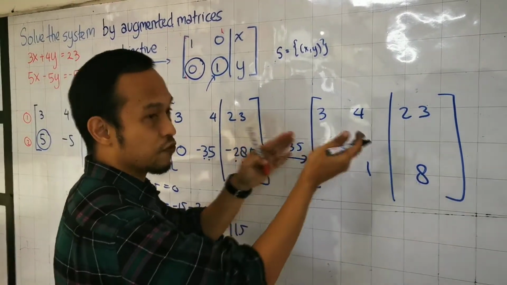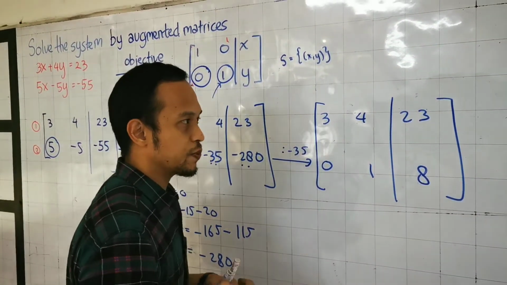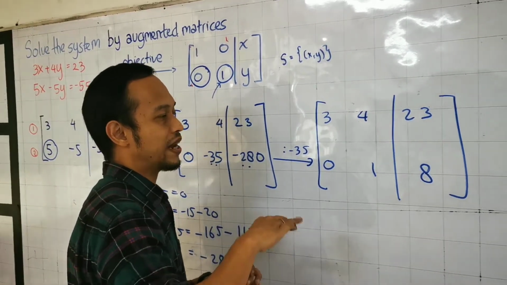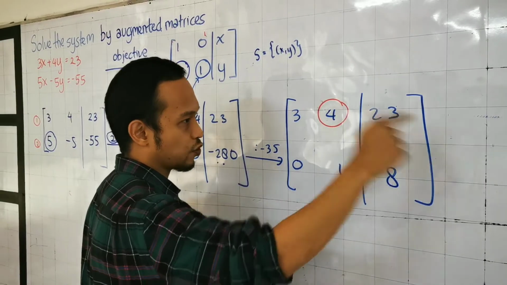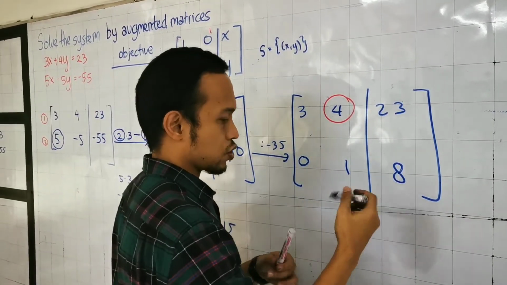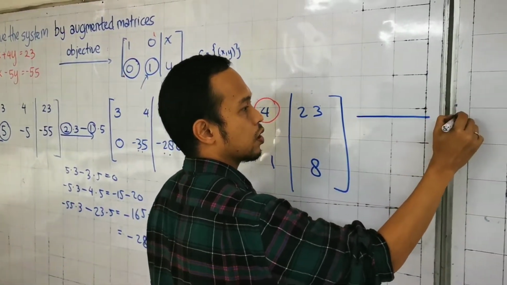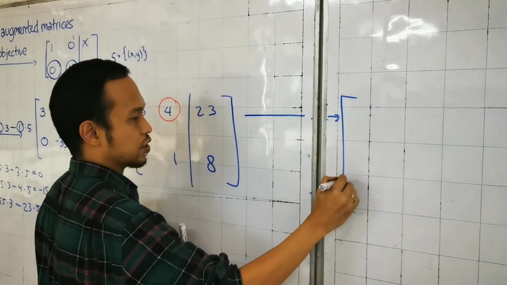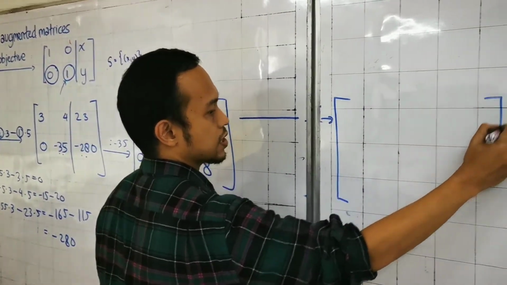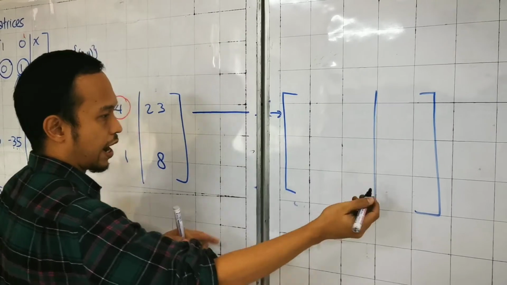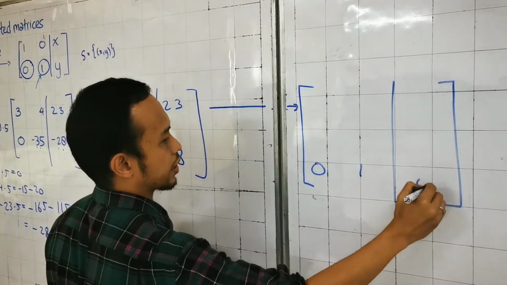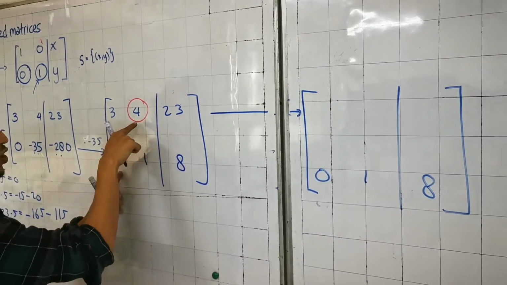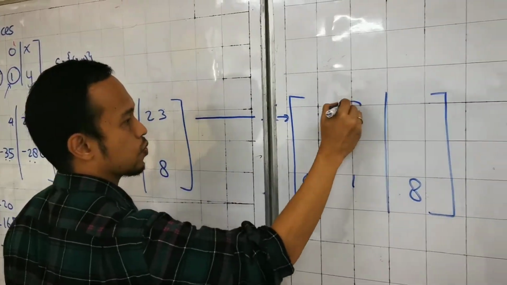Now let's continue to the first row. Remember, we always begin with which one will make it 0. So this part, this 4, we have to make it into 0. So let me just draw the arrow, and then let me just prepare the matrix. Okay, and I will copy the second row since we don't change anything in the second row, and I will make sure that 4 will become 0.